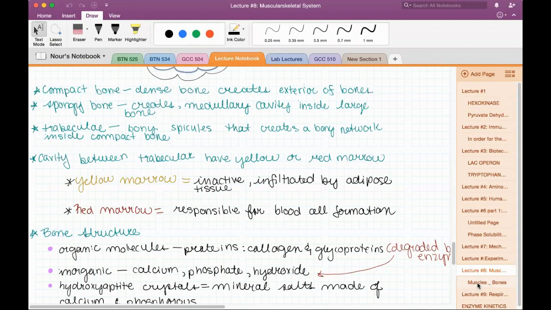Cavities between the trabeculae have yellow or red marrow. Yellow marrow is basically where inactive infiltrated fat tissue or adipose tissue occurs. And then red marrow is the important one, so it's responsible for blood cell formation. So an interesting thing to remember is that people who have blood cancer go through these processes where you want a transplant, like a bone marrow transplant. Red marrow is where you want to target.